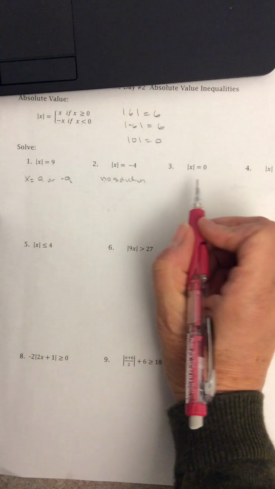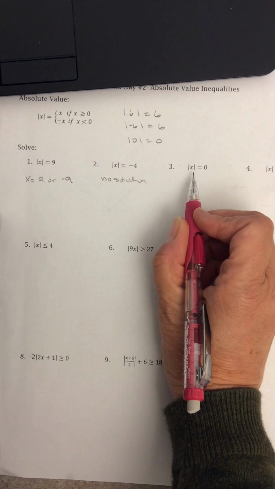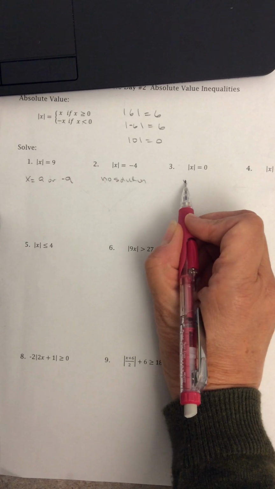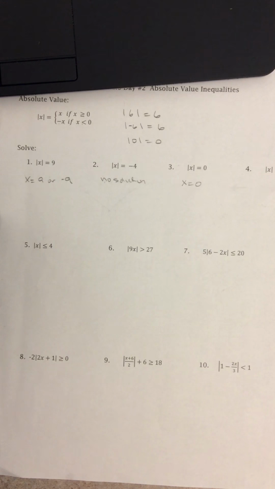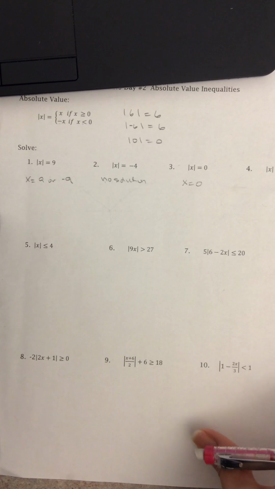And if I asked you what values give you 0, you would only have one. The only way to get an absolute value of 0 is to use 0, because only the number 0 is 0 units from 0. So that's how you want to think about absolute value.